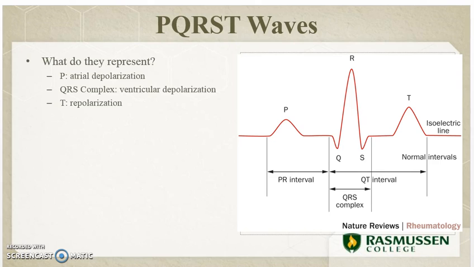So now we need to understand how to read an EKG. A normal cardiac cycle is traced on the EKG as one set of PQRST waves. The P wave represents the atrial depolarization or the contraction of the atria. The QRS complex represents the ventricle depolarization or the ventricles contracting. And the T wave represents the repolarization or preparation for the next series of complexes.